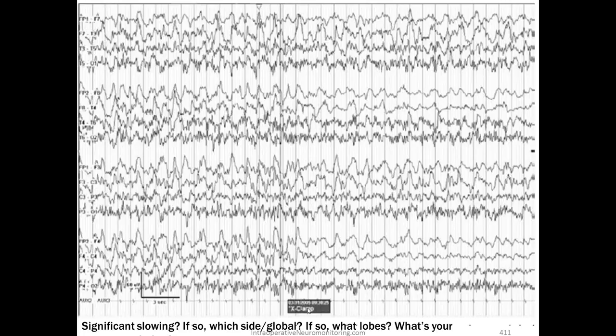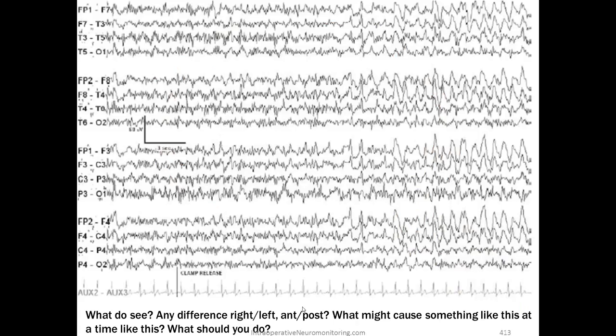And then we see cross clamping. They actually labeled this picture better than the last one. Okay, again, what do you see? Any difference right to left, anterior to posterior? What might cause something like this at a time like this? And what should you do? So go ahead and pause the video and make your interpretation.